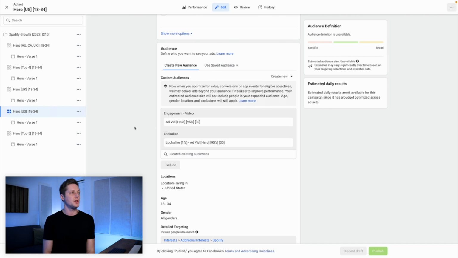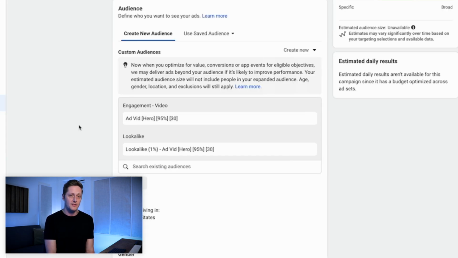So basically what I've done is I have tightened up the feedback loop of information that I'm giving all of these ad sets. I'm using one ad in my custom audience here, Ad Vid Hero 95%, and it's within the last 30 days. So I'm only using one ad, the same ad I'm using in all these ad sets, and I'm looking at a 30-day window for my custom audience. And then I'm making a lookalike based off of that. That has tightened up these results significantly.